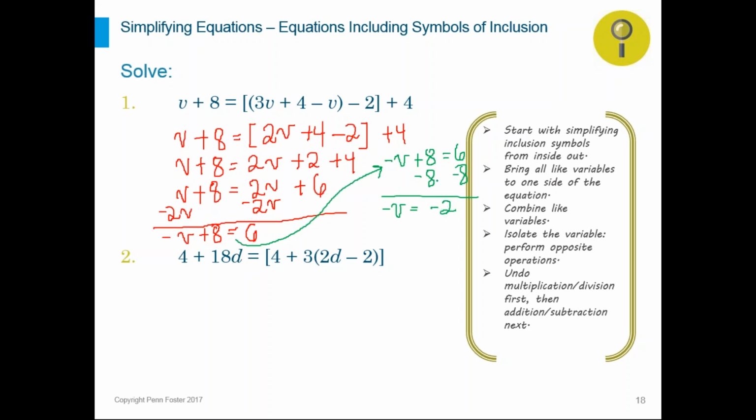I'm not done yet. I have a negative 1 times v, so reverse the operation. Divide over a negative 1 and divide over a negative 1. So v equals 2. And that's your final answer. So too many steps that we had to do to solve the equation because we had too many complications in the equation. We had symbols of inclusion, we had variables appearing in two different sides of the equation. We had to get rid of addition and multiplication.